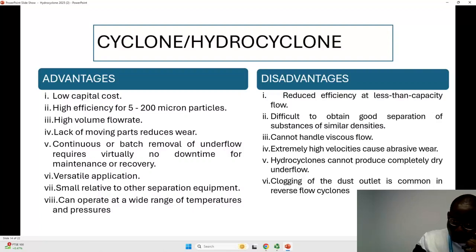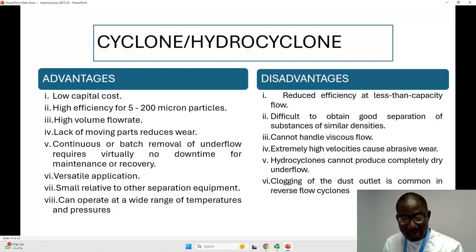So now, we have the advantages and disadvantages of a hydrocyclone or a cyclone. The first one is that we have low capital cost. I think I mentioned it, right? Most times they use it in place of filtration because this is versatile. You can use it in solid-liquid, liquid-gas, and so on and so forth. The next one is high efficiency.